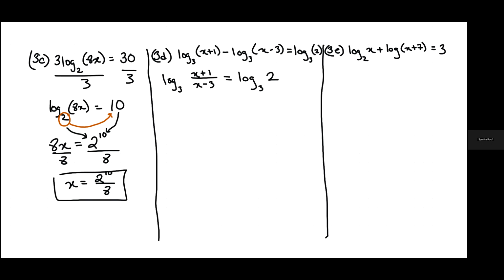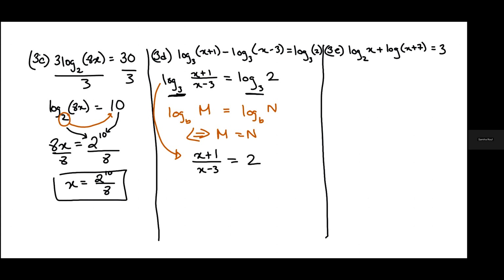Now this is similar to what we did in question 3A, where we can establish an equivalence property. In the case of logs, the equivalence property says if you have log of a base of something equal to log of the same base of another thing, then you can just set those arguments equal to one another. In relation to our problem, since this is log base 3 and this side we have log base 3, therefore we can just say x plus 1 divided by x minus 3 equals 2. And now we could solve for x algebraically.